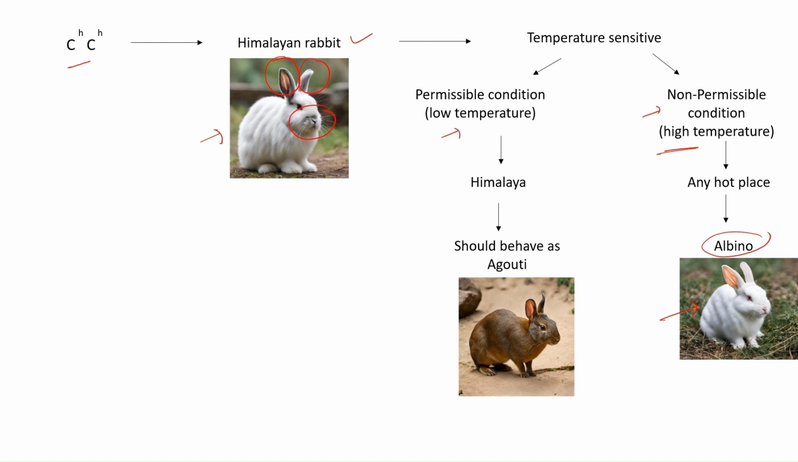So in the Himalayan condition, when this is permissive, what we learned in the last slide is that this should behave as a wild type. Wild type is the colored rabbit, that is agouti, which is due to this capital C allele. So because agouti is the wild type and low temperature is permissive, the rabbit should behave as wild type, that is agouti, fully colored. But it is not the case. Only the extremities of the rabbit are colored like agouti. The body is not like agouti.